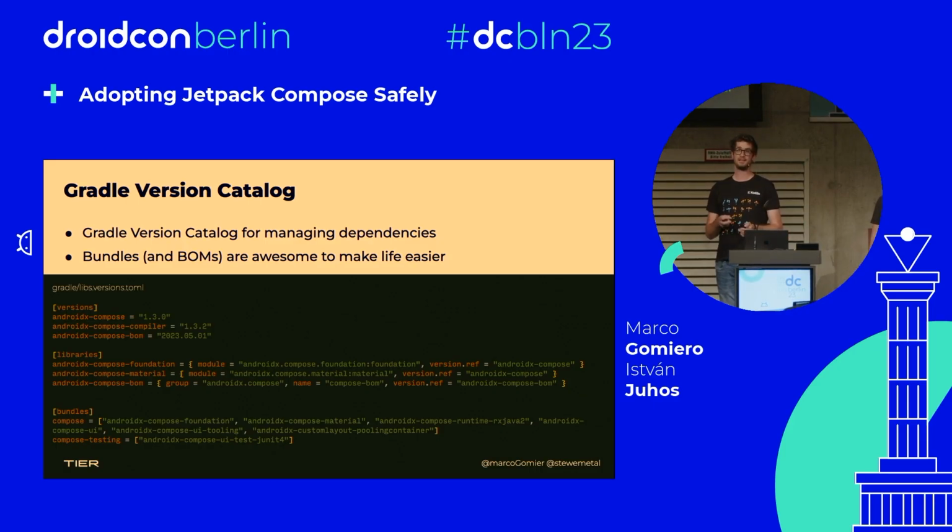And another thing that is not related to Gradle version catalog but to dependency is that we are using the Compose BOM. So we can delegate to other people the choosing of the specific version that works together. So we can just import one thing and everything works, at least, hopefully. And yeah, that was it for Gradle configuration.